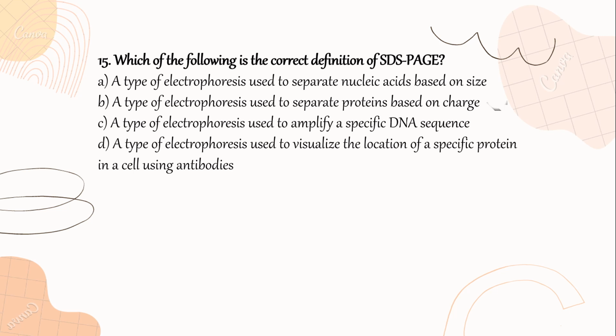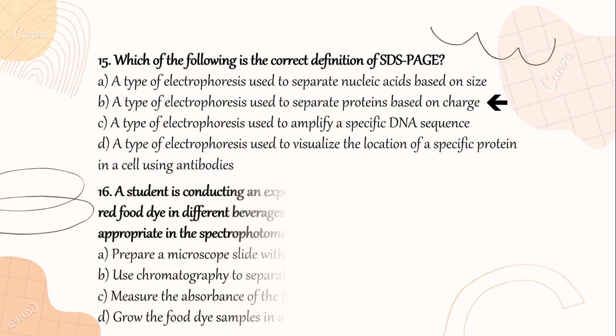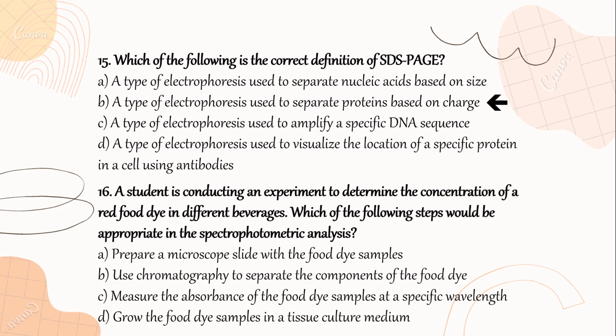The correct answer is B. A type of electrophoresis which is used to separate proteins based on charge. Number 16. A student is conducting an experiment to determine the concentration of a red food dye in different beverages. Which of the following steps would be appropriate in the spectrophotometric analysis?